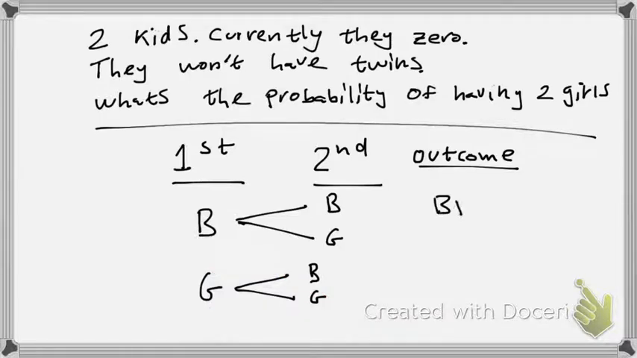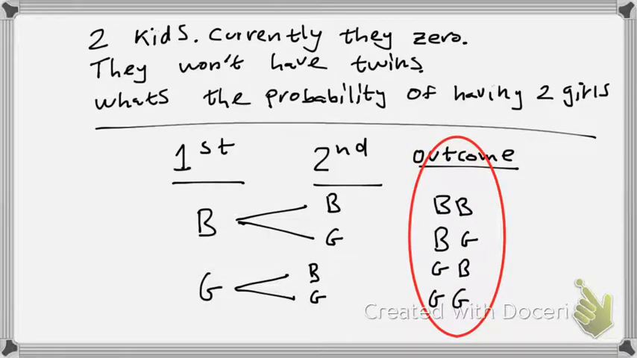B represents boy, G represents girl. One outcome is having back-to-back boys, BB. Another outcome would be boy and then girl. Another would be girl then boy. Lastly, girl then girl. So right here, this is our sample space. Remember we said sample space is all the possible outcomes. These are the 4 possible outcomes of genders when you're having 2 kids.